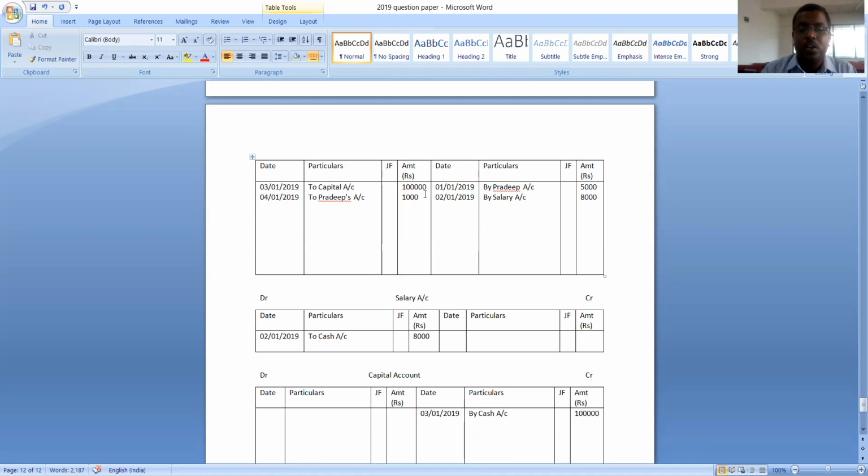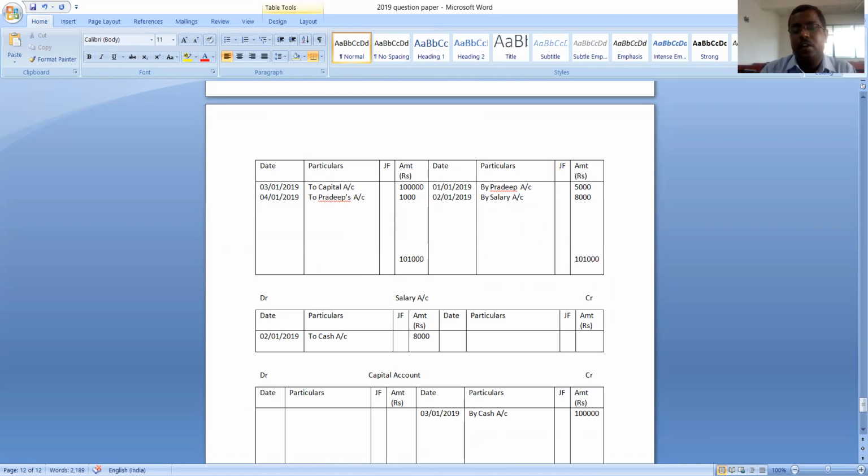So here it is 1 lakh plus 1,000. It is 1 lakh 1,000. This is 5,000 plus 8,000, which is 13,000. Which side total is more? Debit side total is more. So how much is the total of the debit side? It is rupees 1 lakh 1,000. Okay, what is the second step? Take the same figure on the opposite side of the account, that is rupees 1 lakh 1,000.